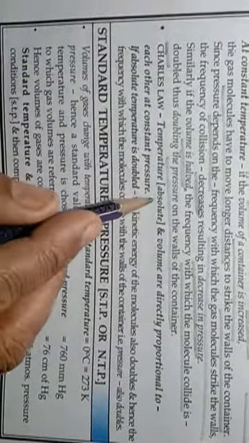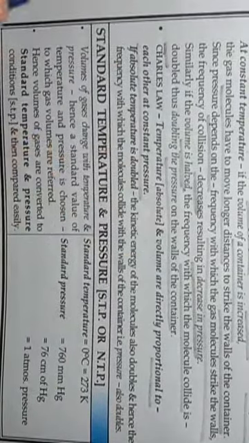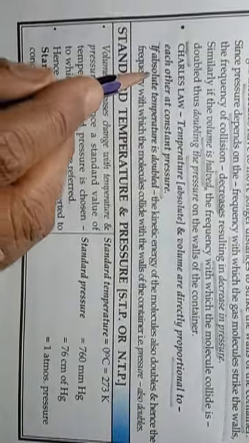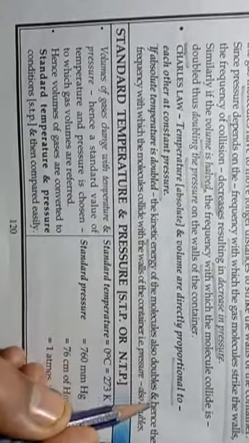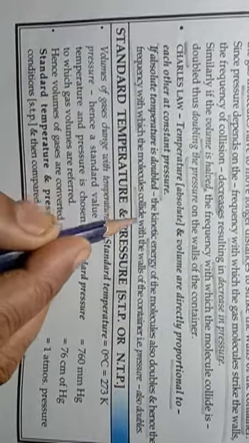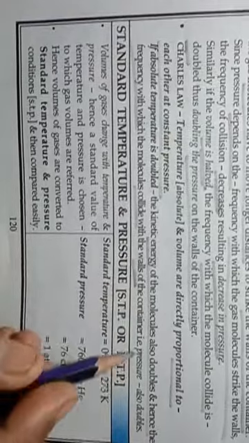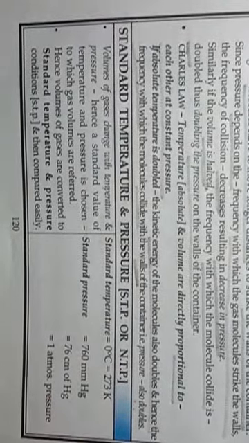Charles' law: temperature and volume are directly proportional to each other at constant pressure. If absolute temperature is doubled, the kinetic energy of the molecules is also doubled, and hence the frequency with which the molecules collide with the walls will also be doubled. Okay.